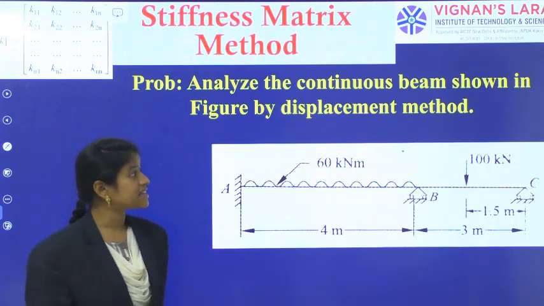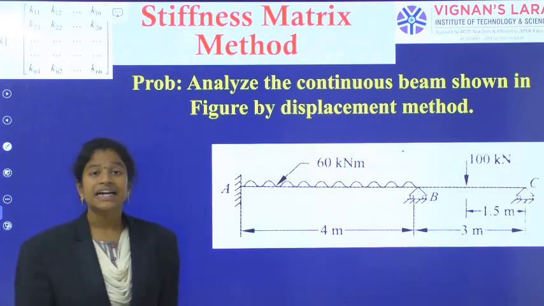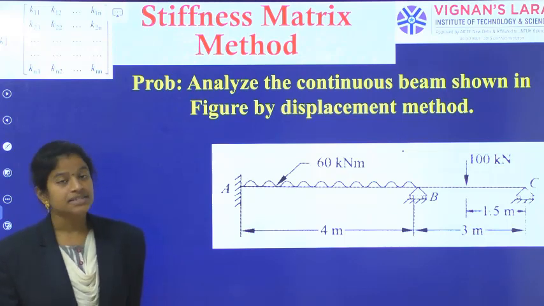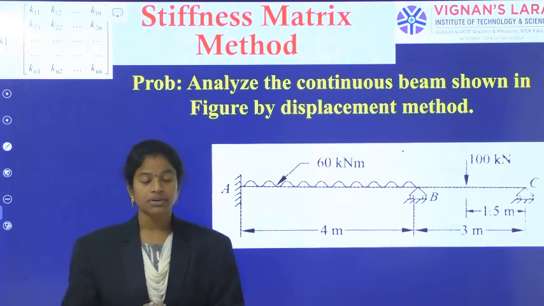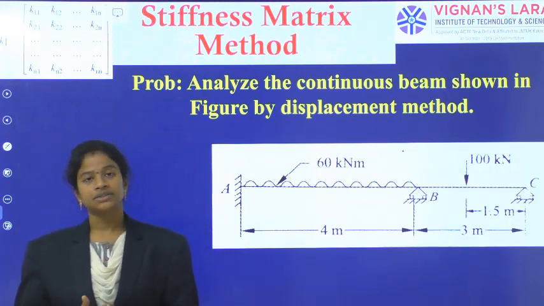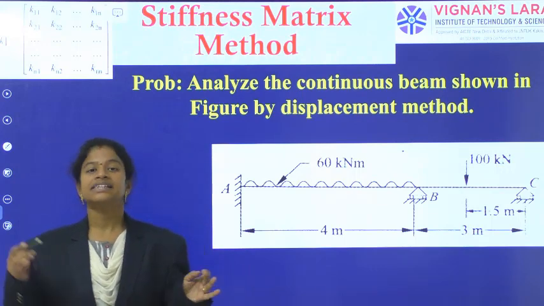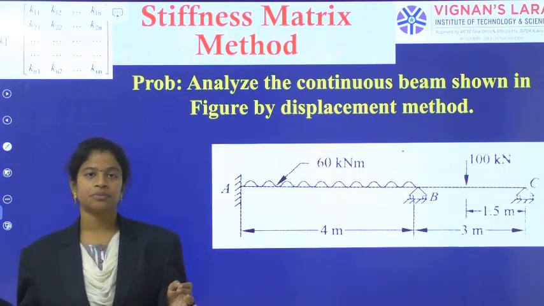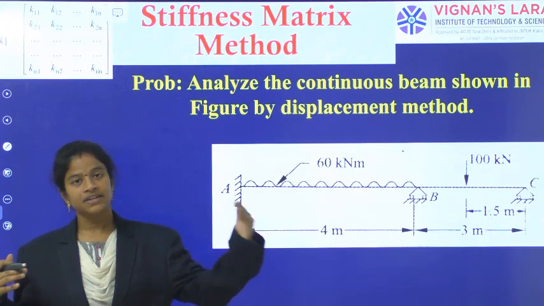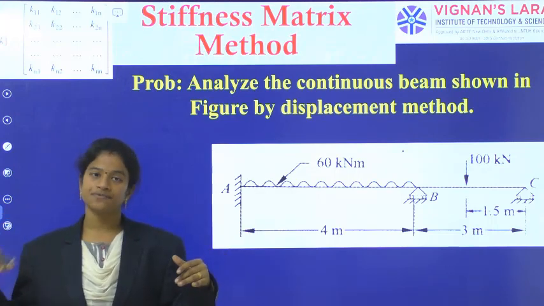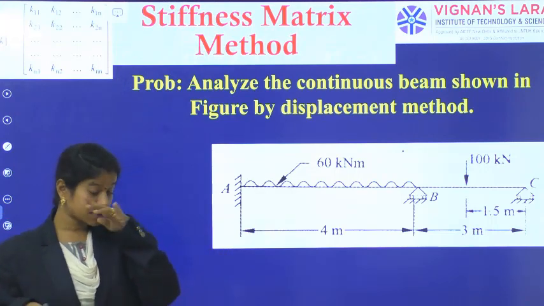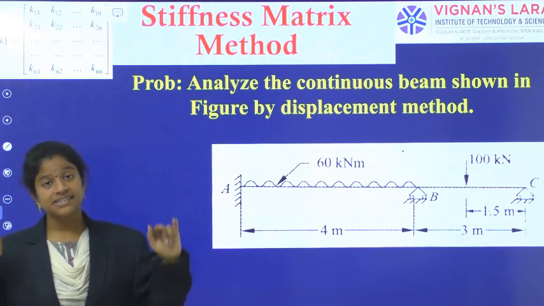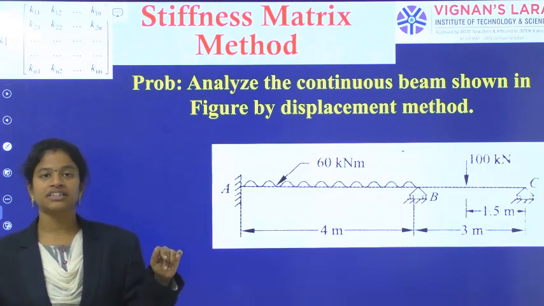Analyze the continuous beam shown in the figure by the displacement method. Here, particularly, they may not mention the flexibility method. The flexibility method is the force method. The stiffness matrix method is the displacement method. Please remember repeatedly: flexibility, force; displacement, stiffness. So the force method or flexibility method is that method, and the stiffness matrix method or displacement method is this method.